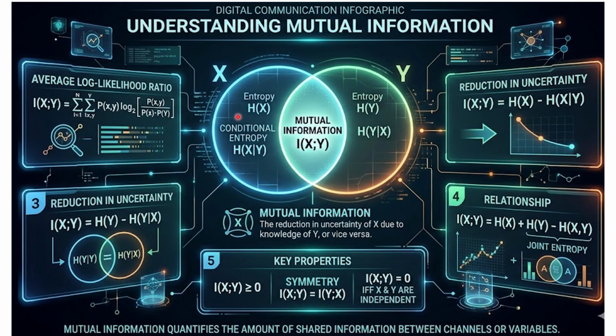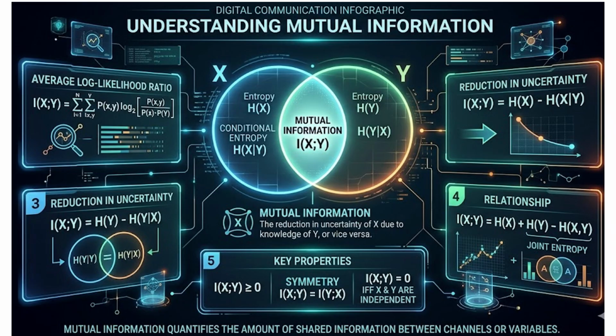Okay, so now let's talk about something like mutual information. So what is this mutual information? Mutual information is the quantity, the amount of shared information between channels or variables, right? Suppose here is H(X) and here is H(Y), then what will be the mutual information? I(X;Y). So how can we represent it?